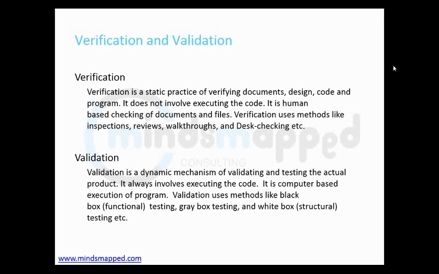Now coming to validation. Validation is a dynamic mechanism of validating and testing the actual product. So testing the actual product, finding out bugs and all, comes into validation. It always involves executing the code, computer-based execution of the program. Validation uses methods like black box testing, gray box testing, and white box testing, etc. I'll be talking about different kinds of testing later, so you can understand what is black box, what is gray box, and what is white box. So actual testing of an application comes under validation.